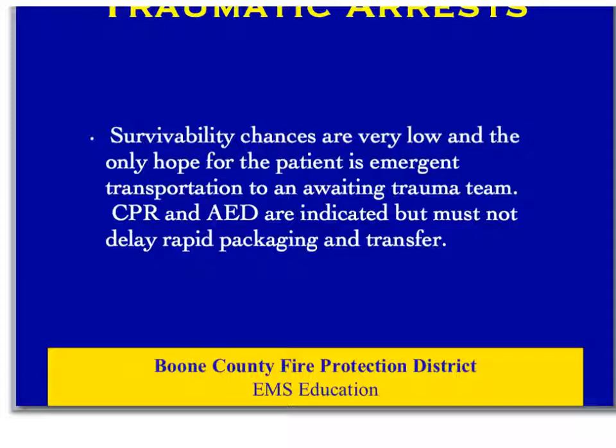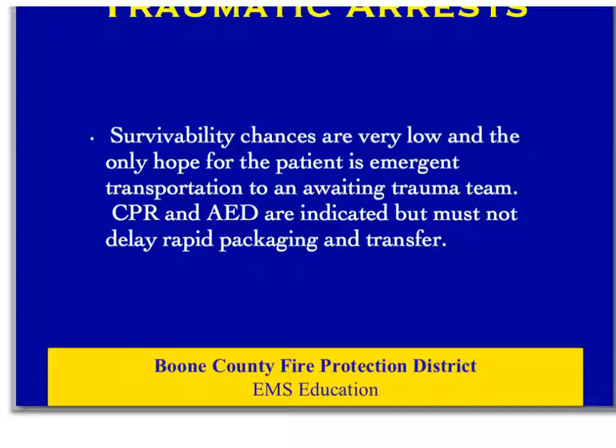Survivability chances for blunt and penetrating trauma are exceedingly low, and the only hope is to get that patient emergently transported to the trauma team. These people don't get fixed on the scene, whereas medical cardiac arrest may have as good or better treatment on the scene than trying to move and do ineffective CPR on the move and make a very chaotic resuscitation.